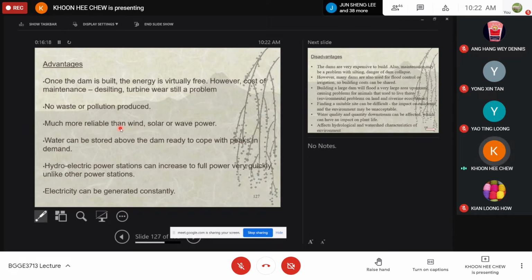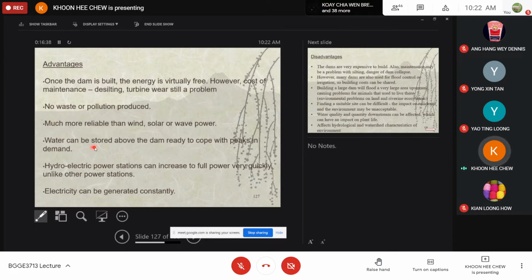Whereas if you are using wind power or solar energy, you have to depend on Mother Nature. Whether we have a cloudy day, a sunny day, or a strong wind is beyond our control. Whereas hydroelectricity is within our control. That's why it is more reliable.